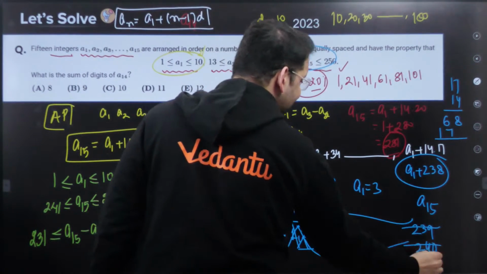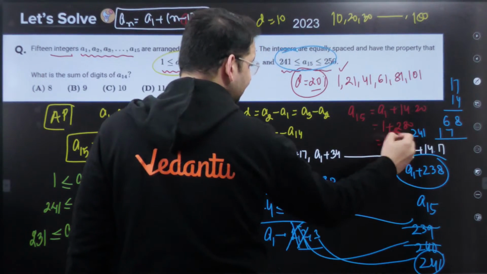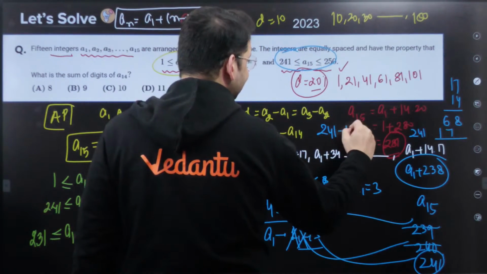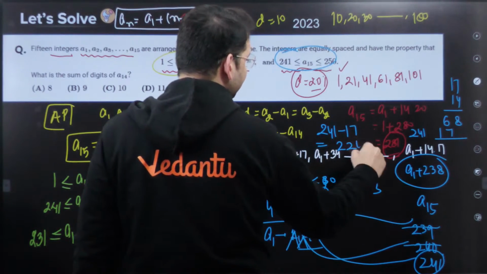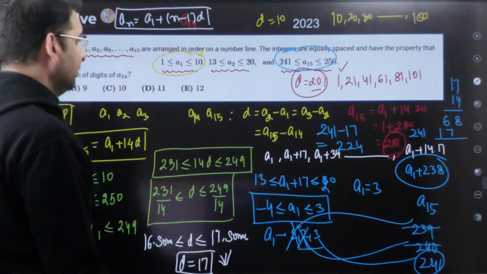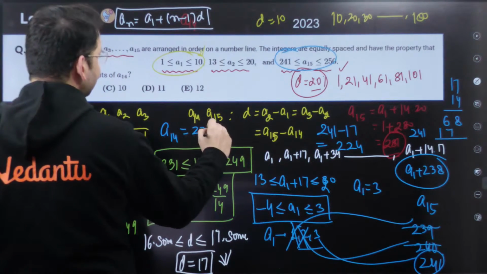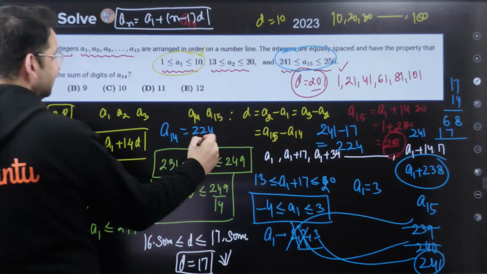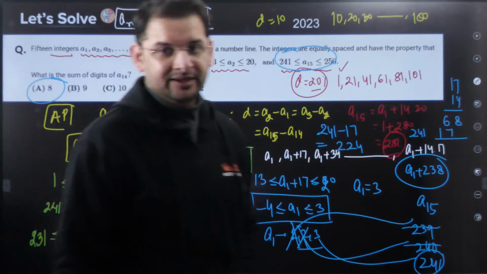In other words A15 is 241, और D 17 है तो पिछला नंबर is going to be 241 minus 17, that is 224. So A14 is going to be 224. And what do you need to find? Sum of the digits. 4 plus 2 plus 2 is 8. So 8 is going to be the correct answer.